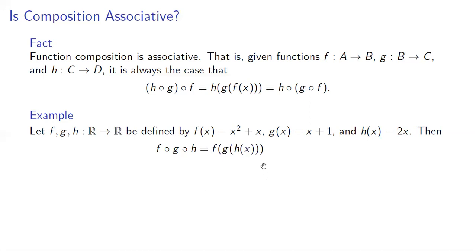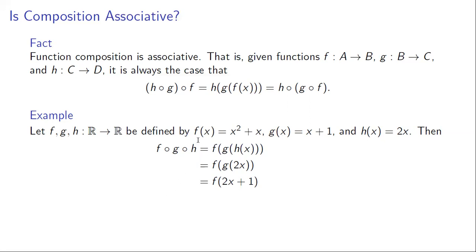Well, let's figure that out. So we have to work from the inside out. h of x is 2x, so we're going to have f of g of 2x. Now, what is g of 2x? So g says take the input and add 1 to it. So if the input is 2x, then we're going to get from g 2x plus 1. So what we have now is f of 2x plus 1.